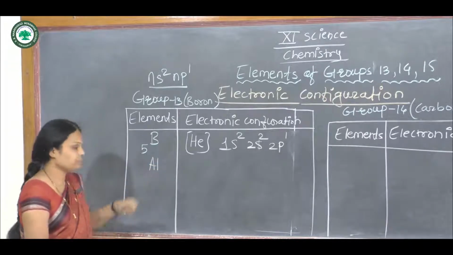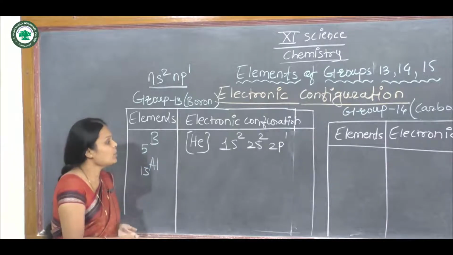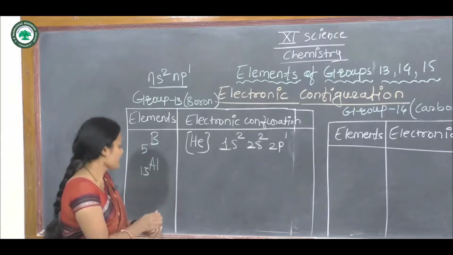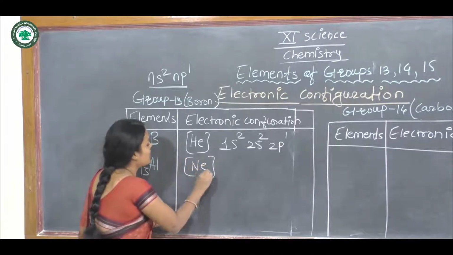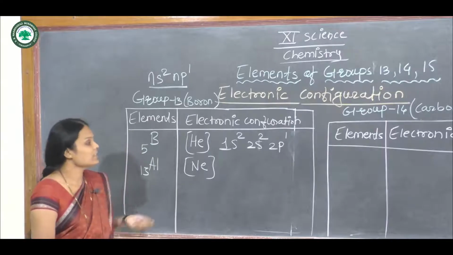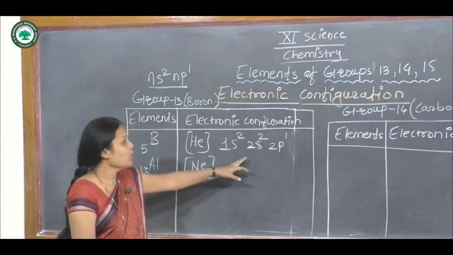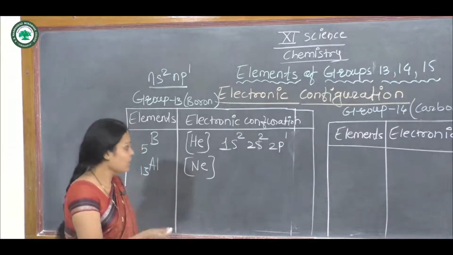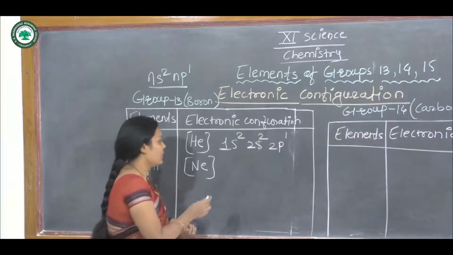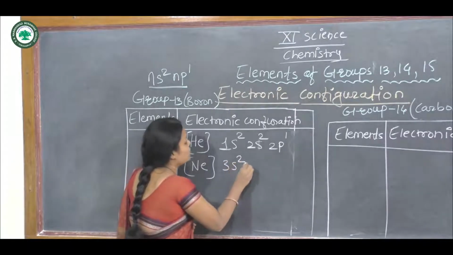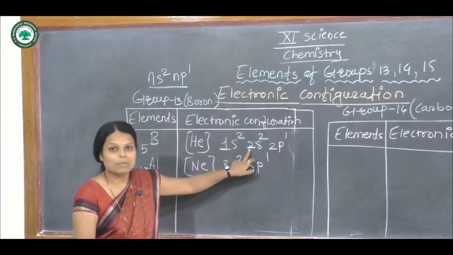Here is aluminium, and its atomic number is 13. Aluminium is represented by neon. Now its electronic configuration is 1s2, 2s2, 2p1, then 3s2, 3p1. Here it is 3s2, 3p1 because the principal quantum number increases.